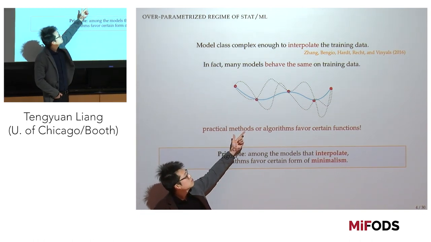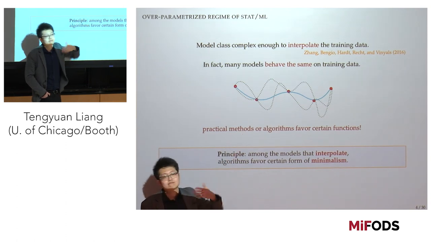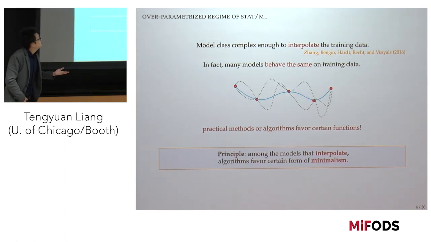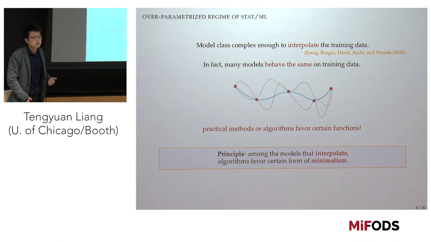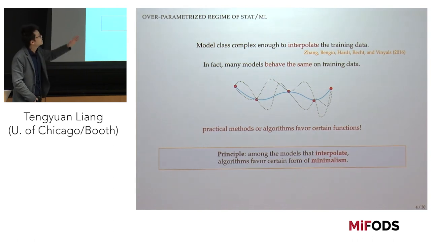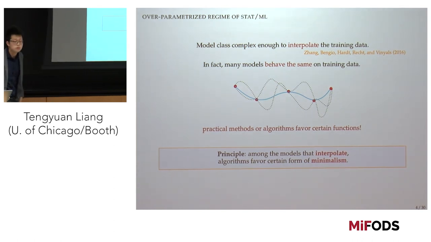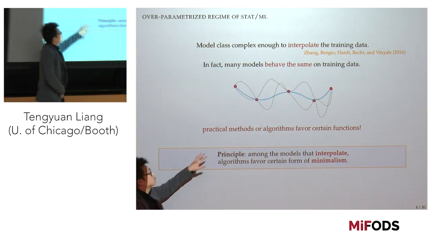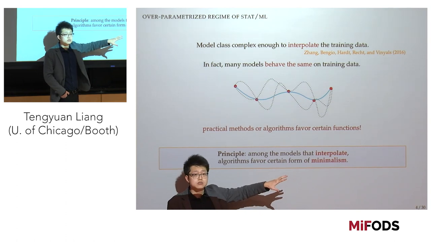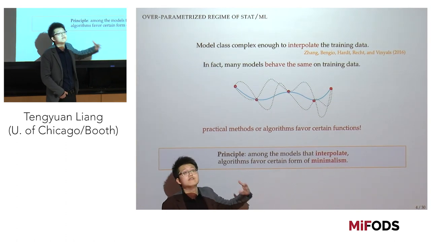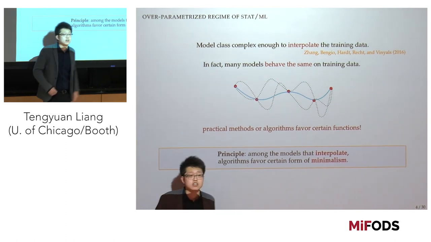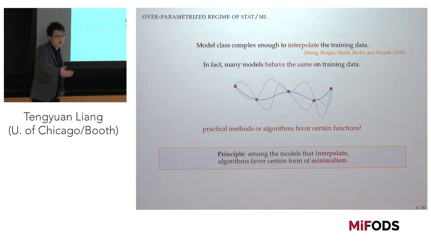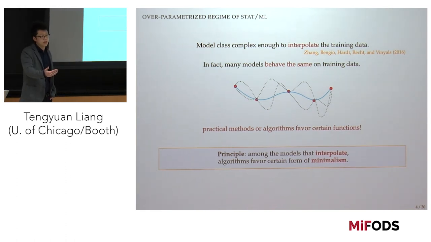So if interpolation performs well, then conceptually, you cannot just be connecting these dots in a crazy way. Somehow you are connecting the dots in a minimum way, right? So even without getting into math, you can sort of guess that the practical methods or algorithms could favor certain simple, certain minimum functions, such that could help explain why interpolation works.